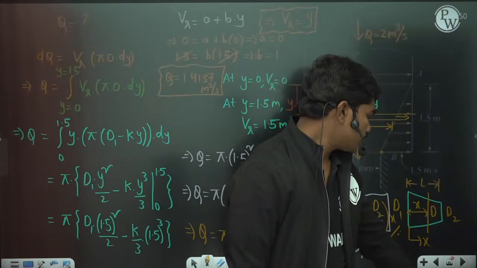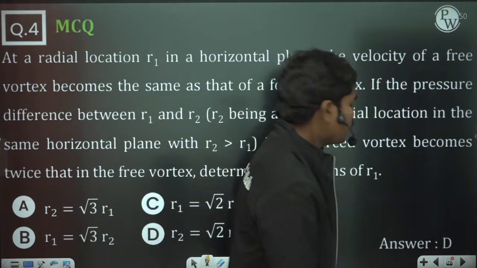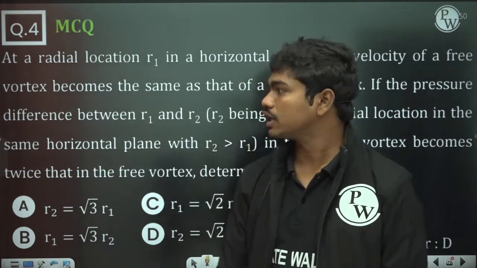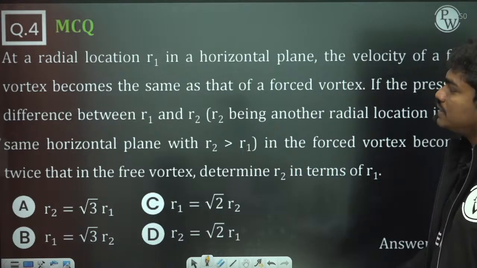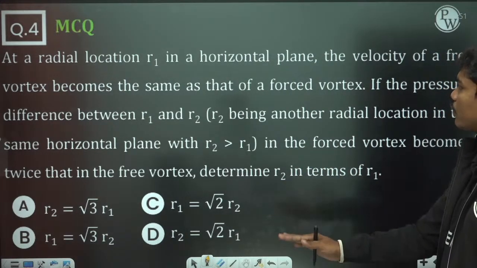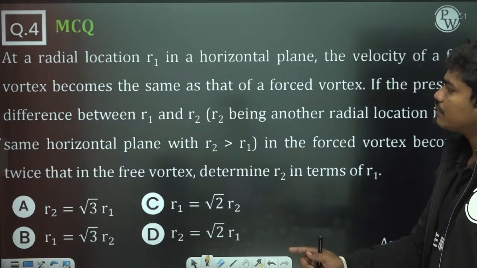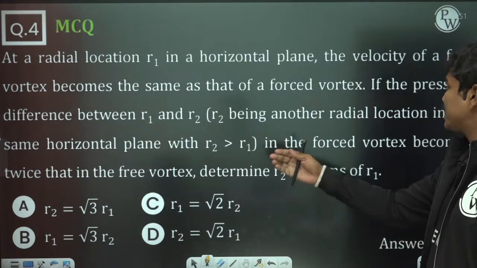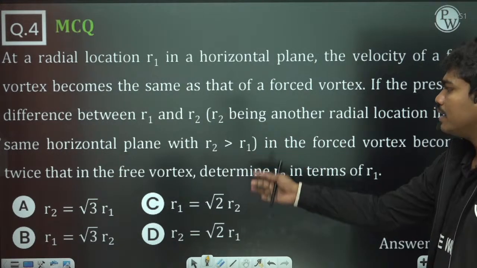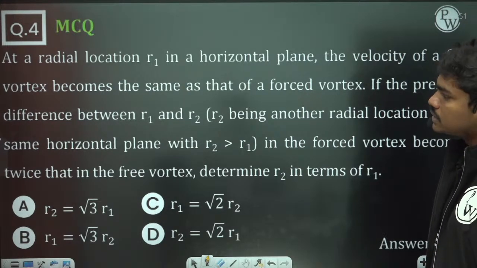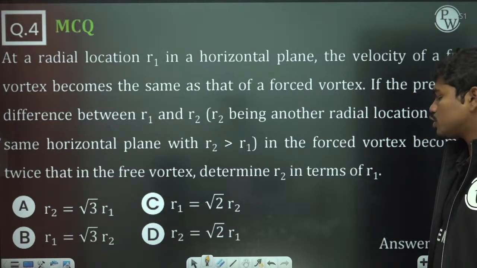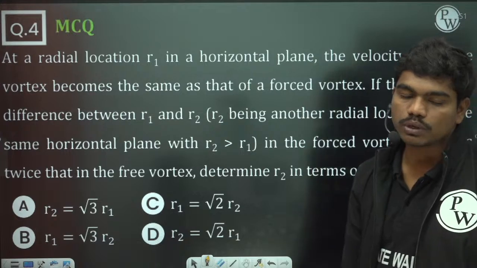Okay, this is the next question. Let us try to see here. At a radial location R1 in a horizontal plane, the velocity of a free vortex becomes the same as that of a forced vortex. If the pressure difference between R1 and R2, R2 being another radial location in the same horizontal plane with R2 more than R1, in the forced vortex becomes twice that in the free vortex, determine R2 in terms of R1. So this is what they are asking you.